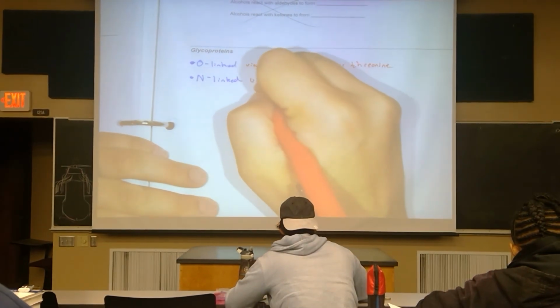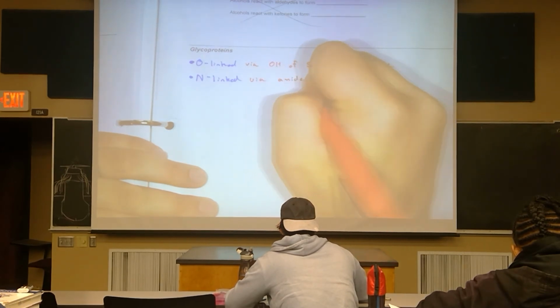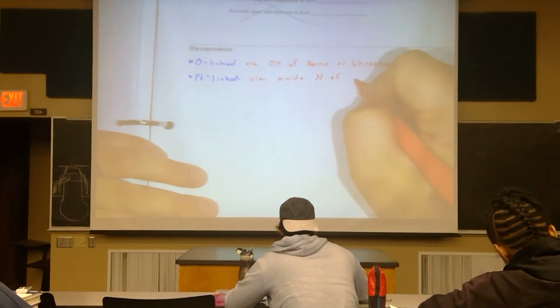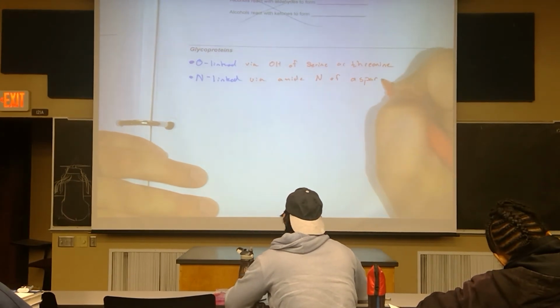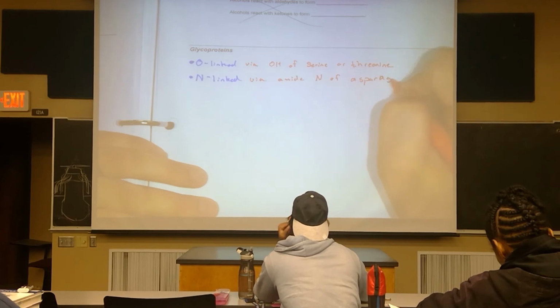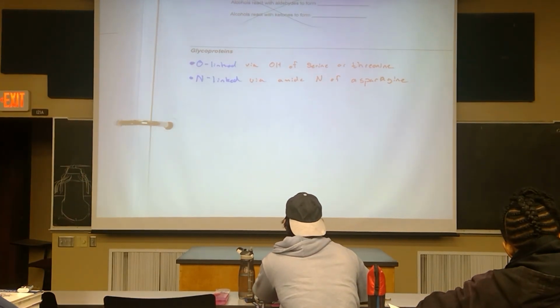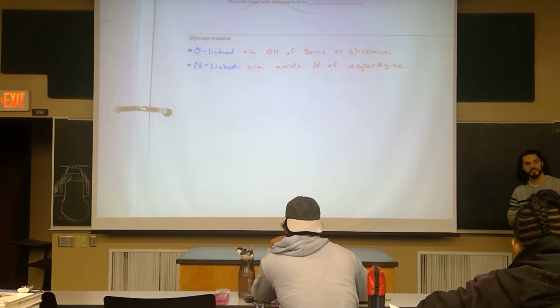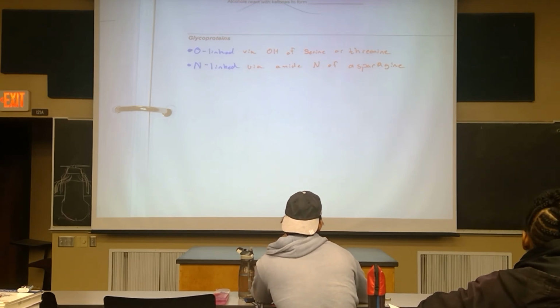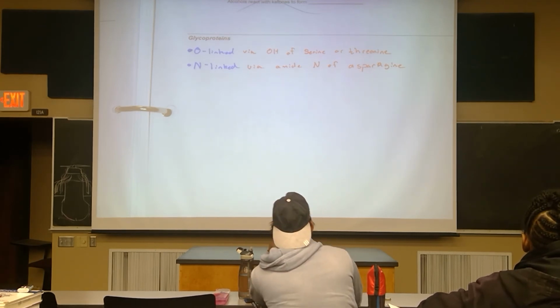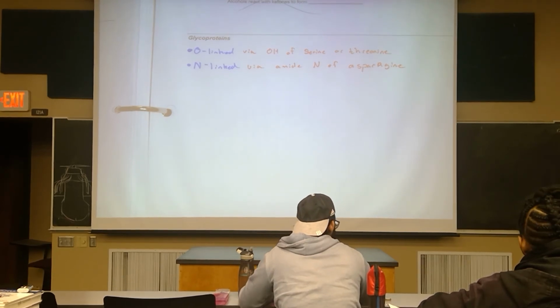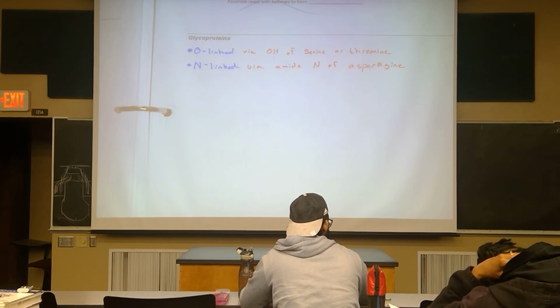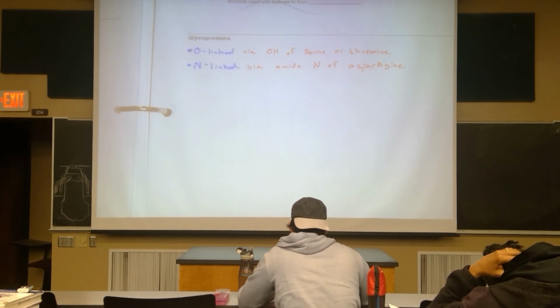N-linked, the amide nitrogen of asparagine. So O-linked glycoproteins: the sugar is linked via the OH, the R group of serine or threonine. N-linkages occur via the amide of asparagine. Yes, there are other amino acid residues that can participate in linkages, none of which are common amino acids. These are just the common ones.